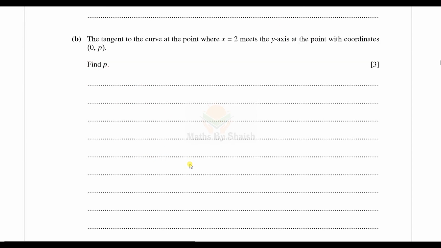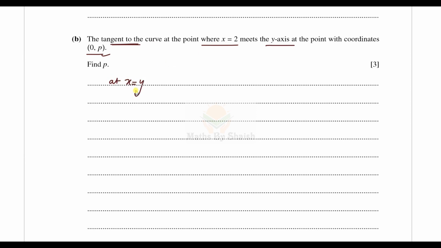The tangent to the curve at the point where x is equal to 2 meets the y-axis at the point with coordinates 0, p. So before we proceed with this next condition, we need to know the tangent to the curve at x is equal to 2. So before that, we have a point at x is equal to 2, so we can find what the y value would be.